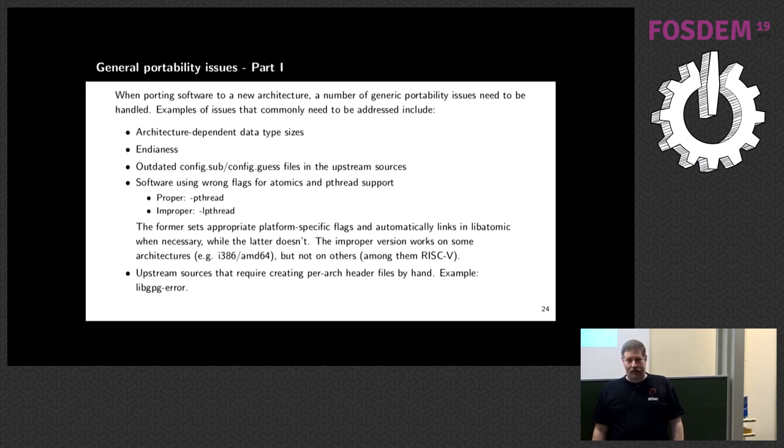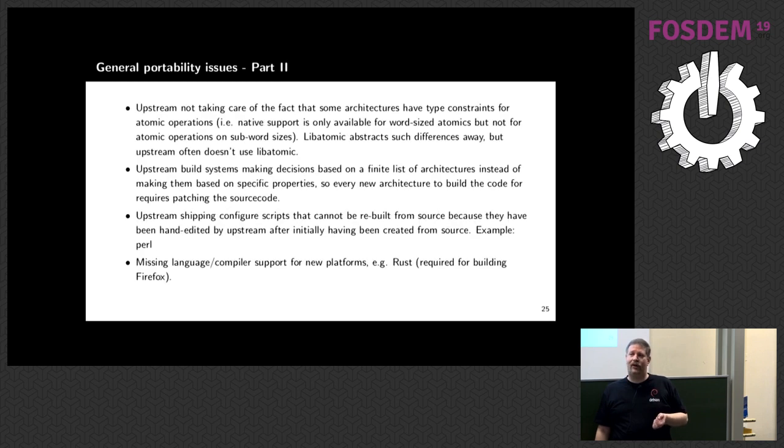Then there's type constraints. We have atomics, but on RiscV, atomics are only supported on native word sizes, not on smaller objects. The PC architecture allows using atomics on arbitrary object sizes. That's not the case on RiscV. We have libatomic, which abstracts that away, so if people use libatomic, that's not a problem. But again, many upstream projects just assume that atomics work on arbitrary sizes because that's just the case on PCs. But that's not true for all other architectures.